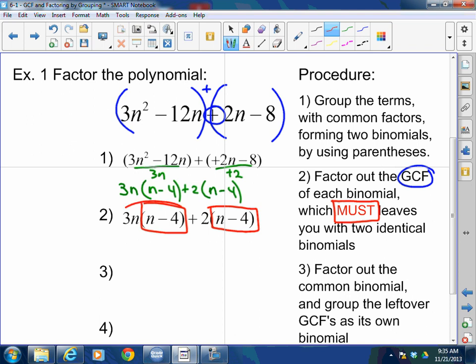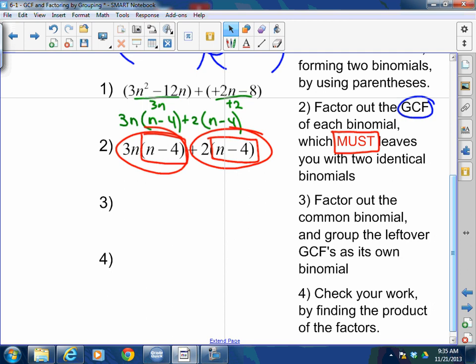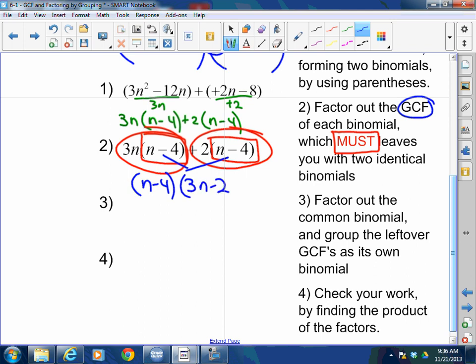Now think about this. Doesn't this binomial have n minus 4? And doesn't this binomial have n minus 4? Well, step 3 says factor out the common binomial and group the leftover GCFs as its own binomial. So let's take the n minus 4 out, and what am I left with? A 3n plus 2. Does that make sense, guys?